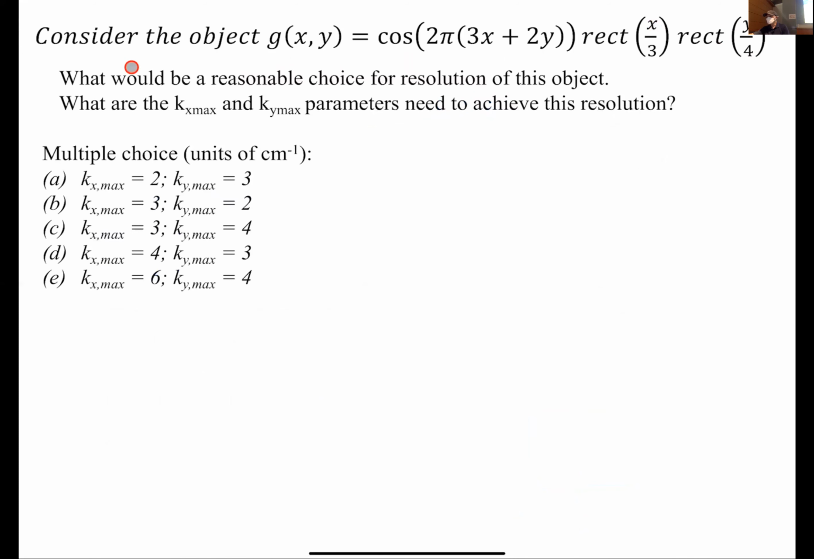What you want to think about is what would be a reasonable choice for the resolution here. Given you want to image this object, what resolution should you pick? And once you have that desired resolution, what are the kx max and ky max parameters needed to achieve it? The multiple choice is just asking about kx max and ky max. Any questions on that?